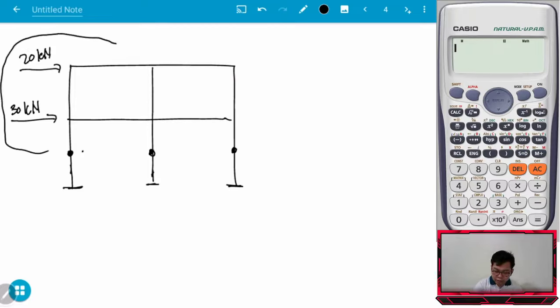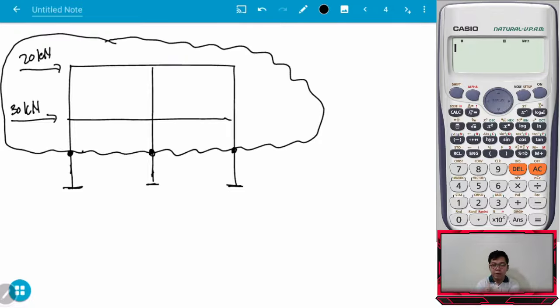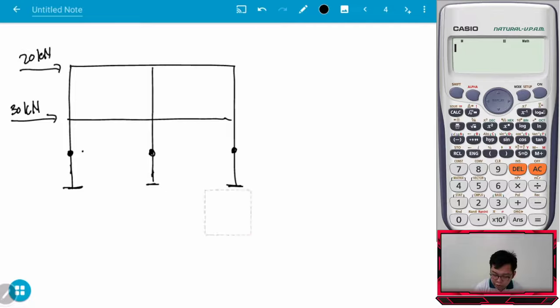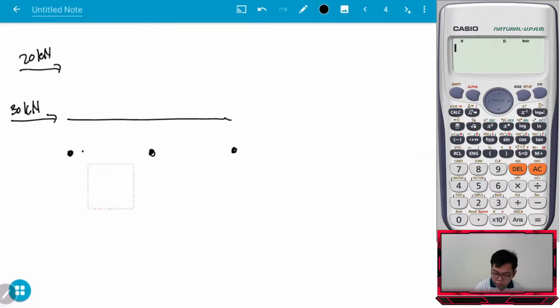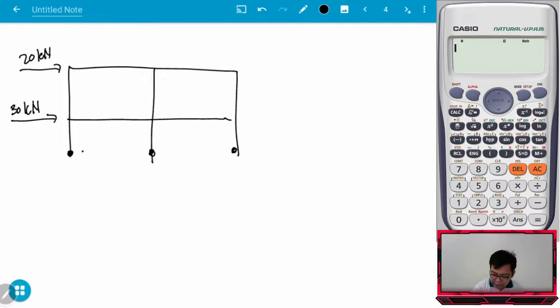Yan. And then, consider the upper part. Di ba? Pag i-consider ko yan, parang ang mangyayari, guys, is ganito. Tingnan nyo, ha? I-cut ko, ha? Sorry. Yan. So, anyway, dito lang sa ibaba. Nandito sila sa ibaba. Yan.